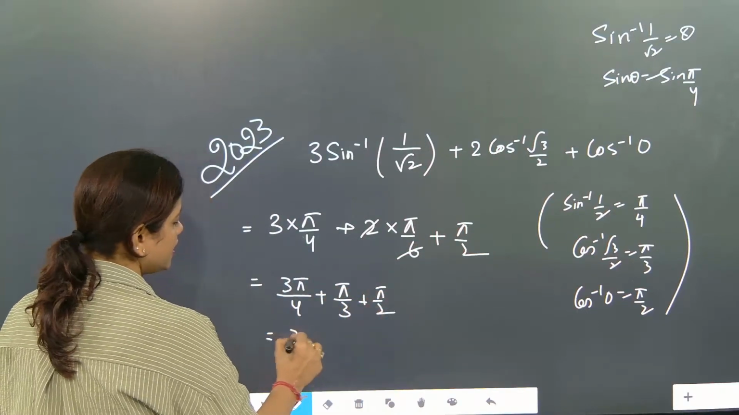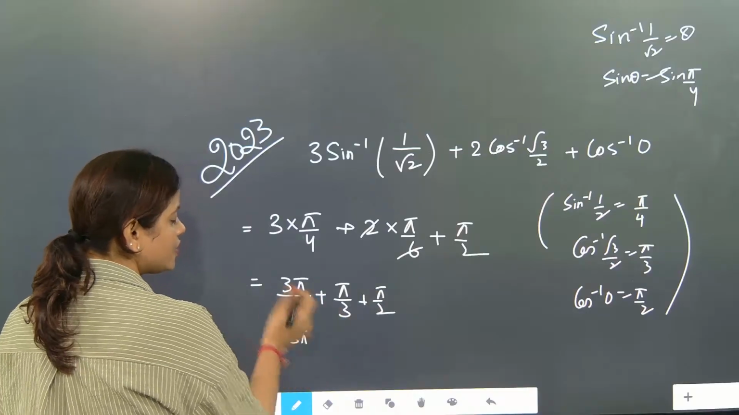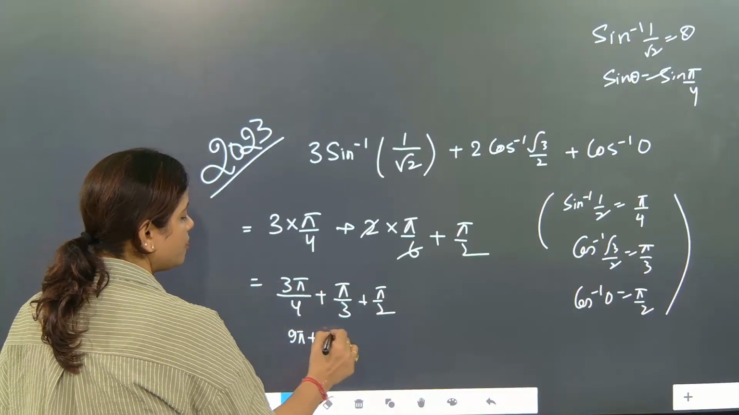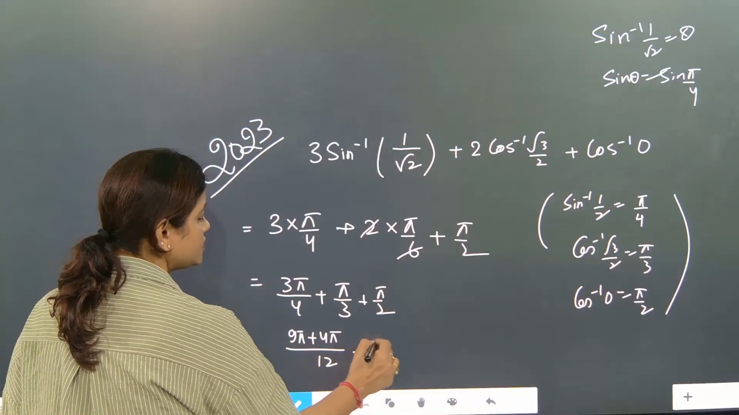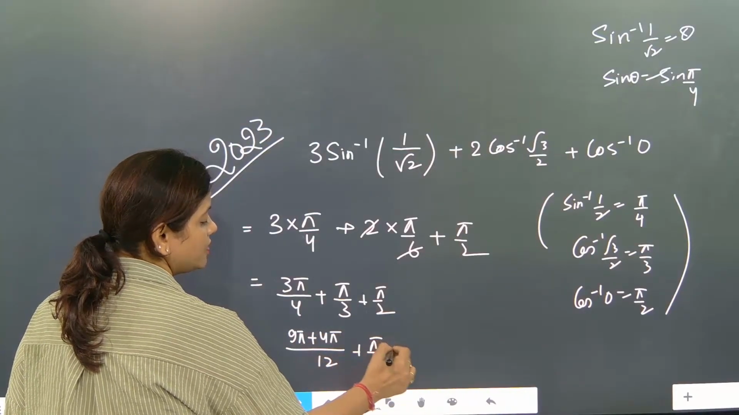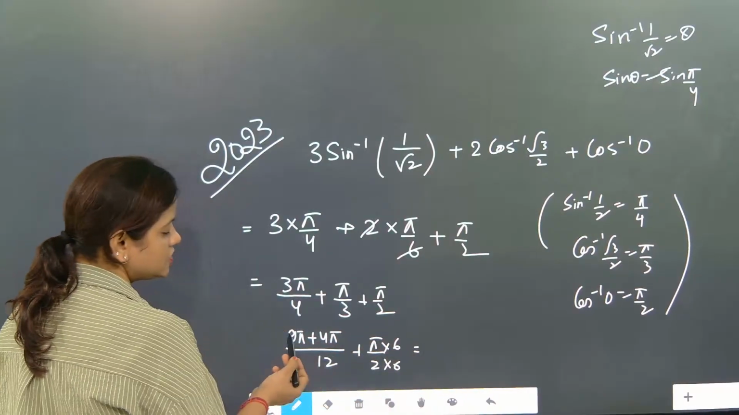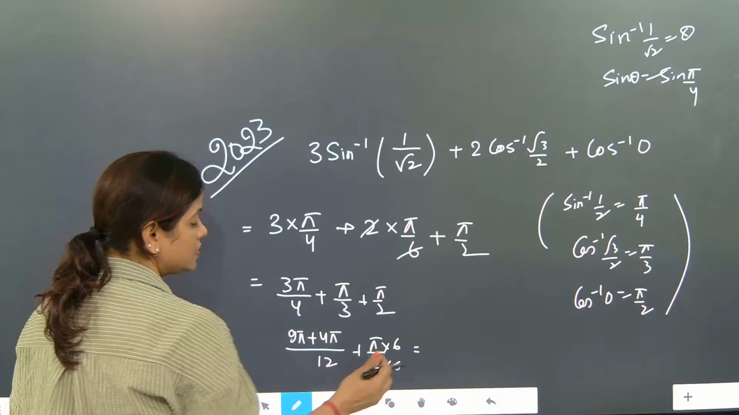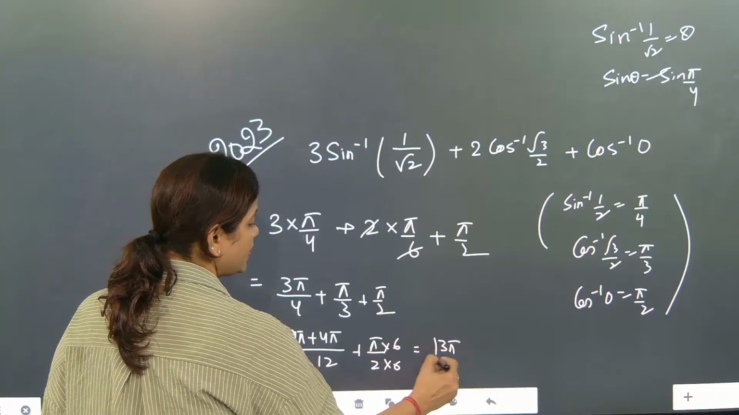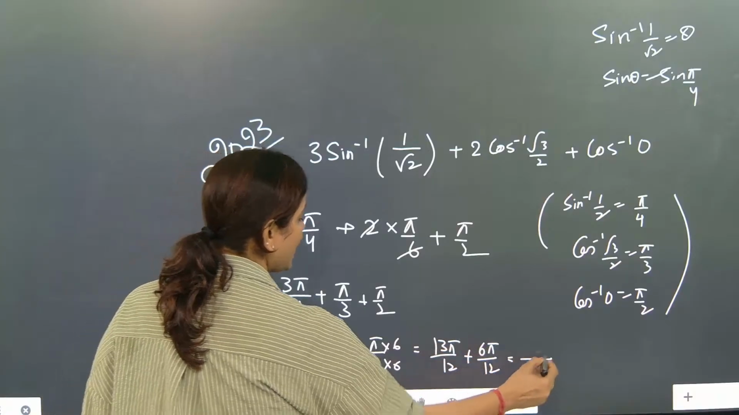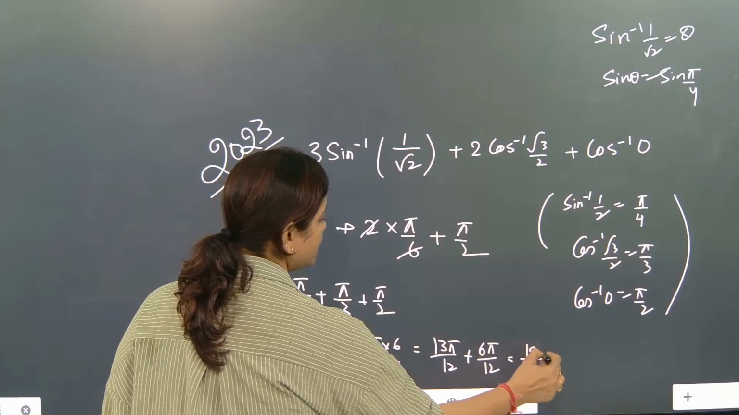So now here 3 pi by 4. So we will cross multiply. Understood? So it will come 9 pi plus 4 pi by 12 plus pi by 2. Here 6 you multiply up and down. So it is coming as how much? 13. Can you check this one out? 9, 10, 11, 12, 13. 13 pi by 12 plus 6 pi by 12. If you add it, it will come 19 pi by 12.